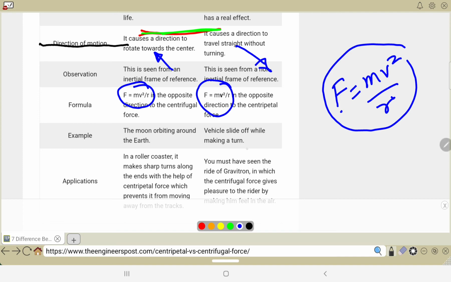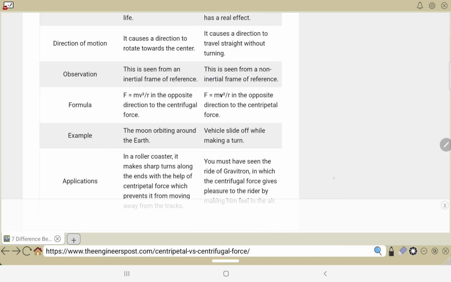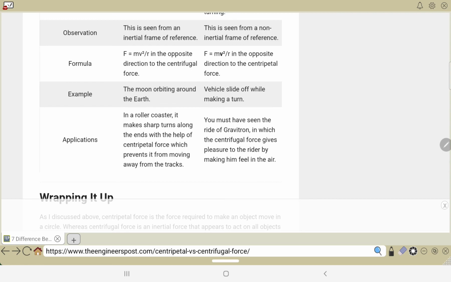The example of centripetal force is the moon orbiting around the earth, and the example of centrifugal force is a vehicle sliding off while making a turn. The vehicle is going to slide. So this is the example of centrifugal force. As an application of centripetal force, a roller coaster makes sharp turns along the track with the help of centripetal force, which prevents it from moving away from the track. And as an application of centrifugal force, we must have seen the gravitron ride, in which the centrifugal force gives pleasure to the rider by making him feel in the air.